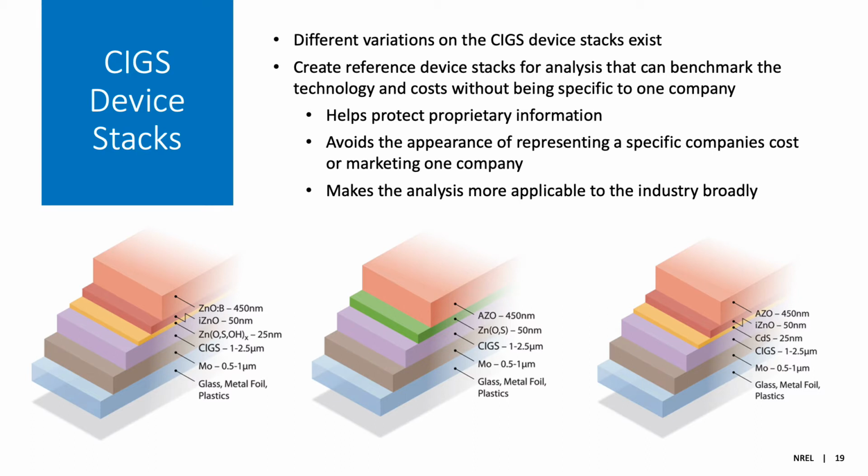Having a more generic benchmark design also helps avoid the appearance that you are representing a specific company's cost or trying to market that company. And it also just makes the analysis more broadly applicable within industry and academia. So once we've established the device stack, the next step is to establish a reference manufacturing process flow, again, as you also saw with the other technologies. So now I'll walk you through that for the CIGS process we're analyzing here.